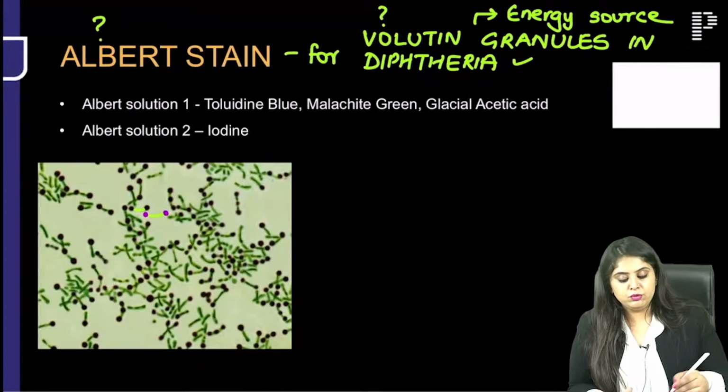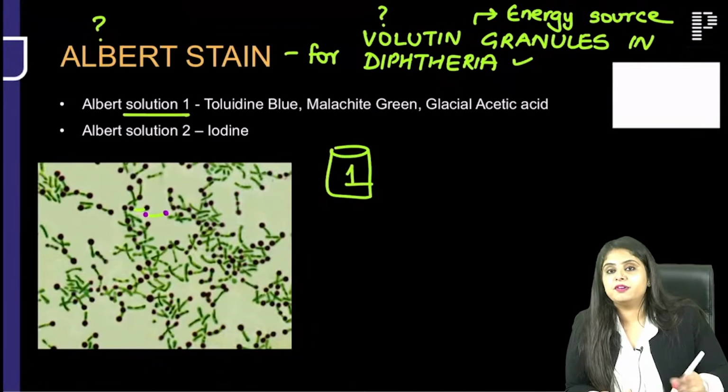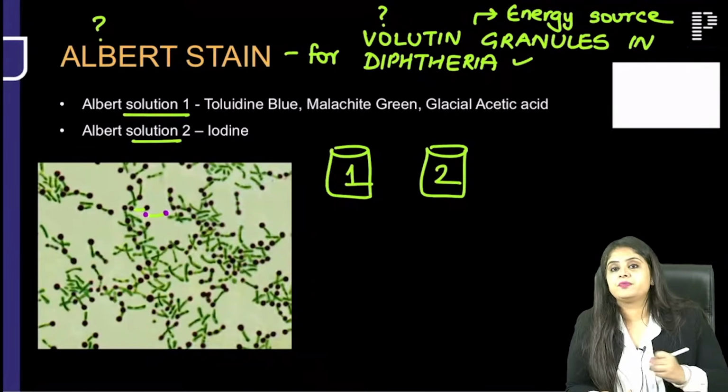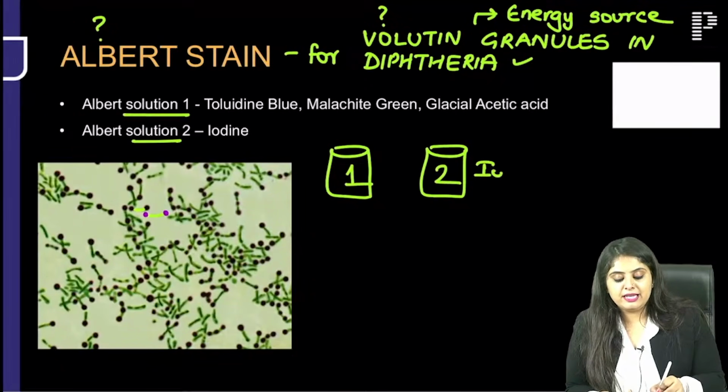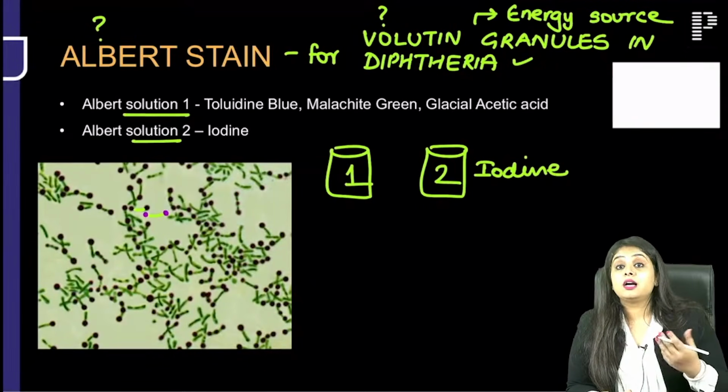Whenever you go to the lab, you will get two solutions. One solution is labeled as Albert solution 1. The other bottle is labeled as Albert solution 2. The second one only has a single chemical called iodine. Iodine is always the mordant. Iodine is one bottle. Now, where are the colors? You tell me what all colors.